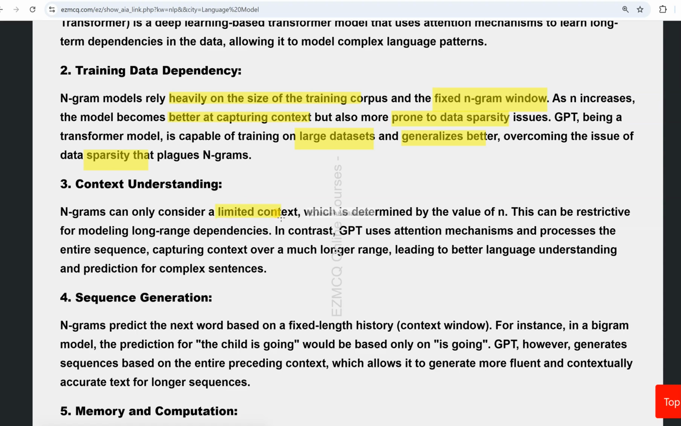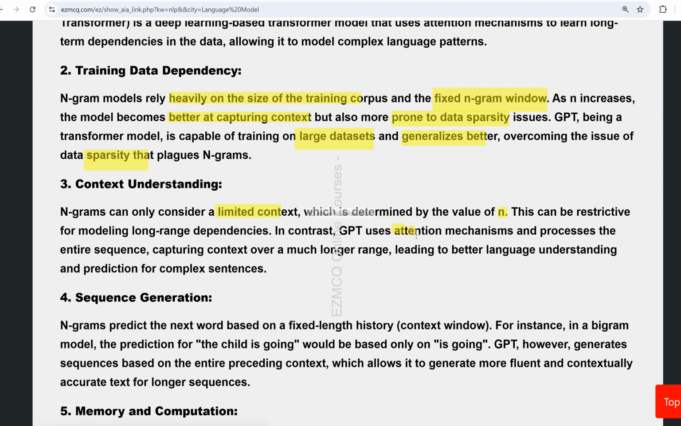N-gram has limited context. And the context is dependent upon the value of n. This is obviously going to be restrictive for long term or long range dependencies, looking at 4 tokens in the past or 5 or 6 and so on.